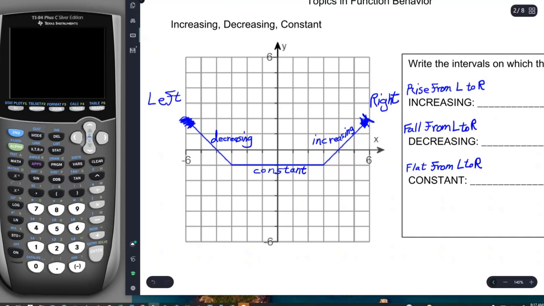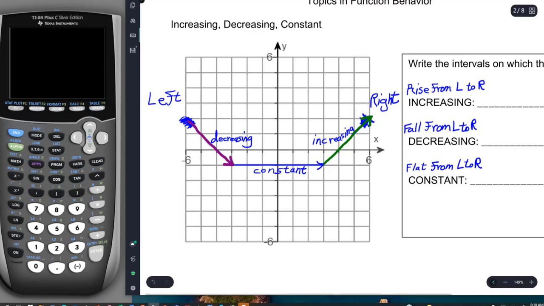And why don't I kind of color code these? Here's the decreasing. We'll let the constant stay blue. And here's the increasing. And we're decreasing from left to right. We're constant from left to right. And we're increasing from left to right. That's what the graph is doing.